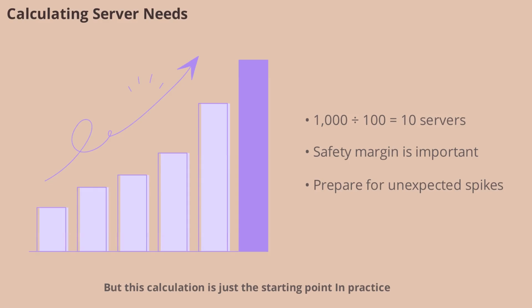But this calculation is just the starting point. In practice, engineers often deploy more than the minimum number of servers to account for unexpected spikes, slowdowns, or failures. This safety margin ensures your system stays reliable even when things don't go as planned.